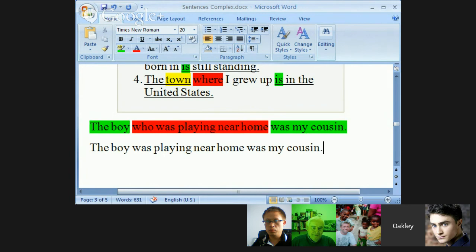I don't know what to do with this. It seems that right now it's not his cousin. These are two clauses. There's no subordinator.